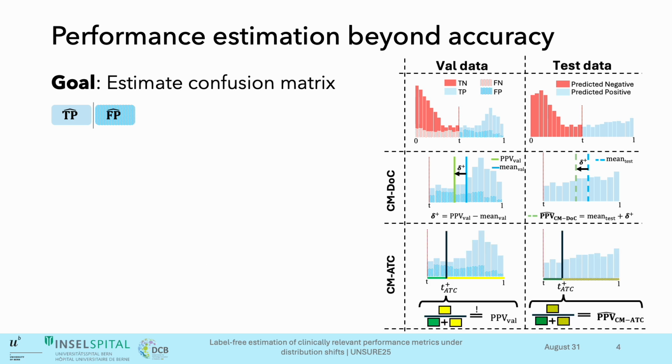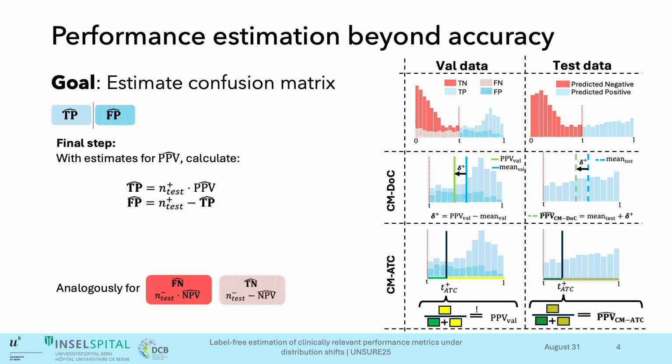The second method we introduced is an expansion of average threshold confidence, but here I'll refer you to the manuscript for details. Once we have an estimate of PPV on the test set, we multiply it by the number of positive predictions to estimate the true positives. The remaining positive predictions are false positives. We can then analogously use the negative predictions to estimate the negative predictive value to get the true negatives and false negatives. And as stated before, now that we have estimates for the full confusion matrix, we can calculate any counting metric we are interested in.